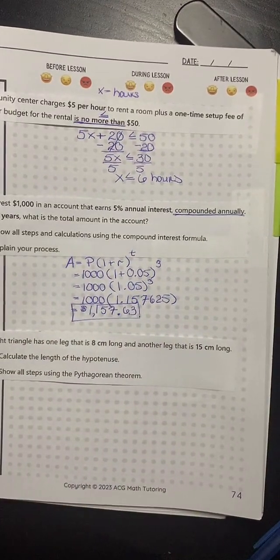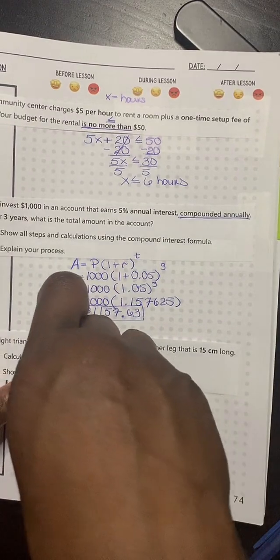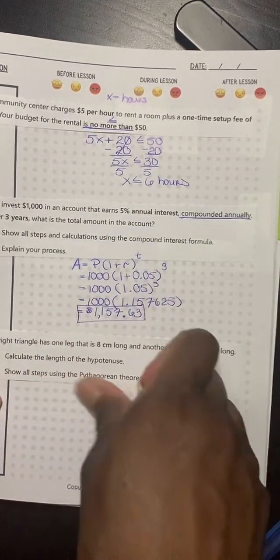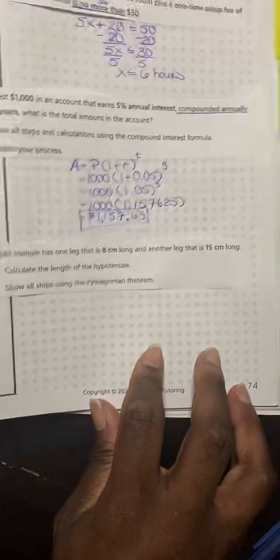All right. So now we have a right triangle.